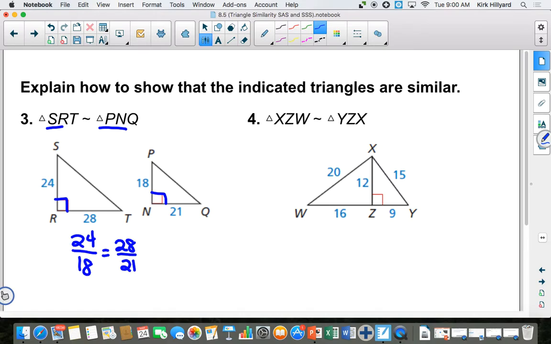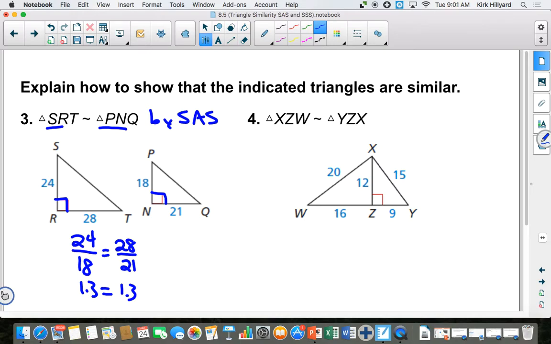24 over 18 is 1.3, and 28 over 21 is also 1.3. So I know that those are equal. So these two triangles are similar by side angle side. Okay. Let's check this one right here.